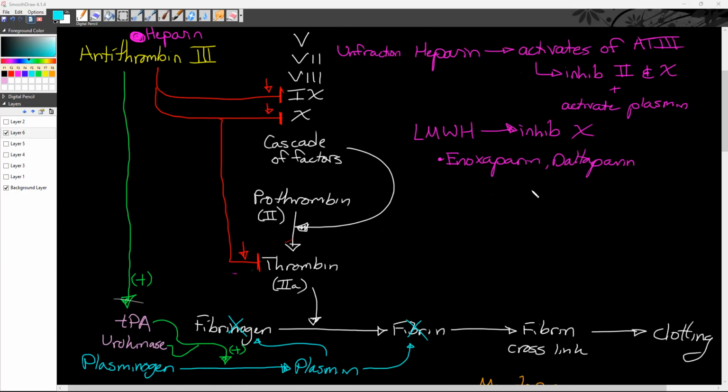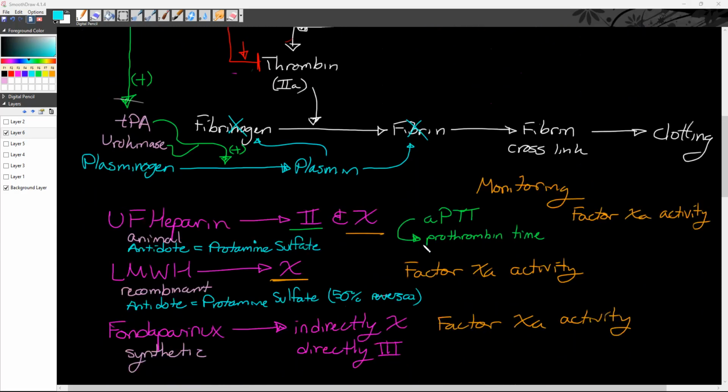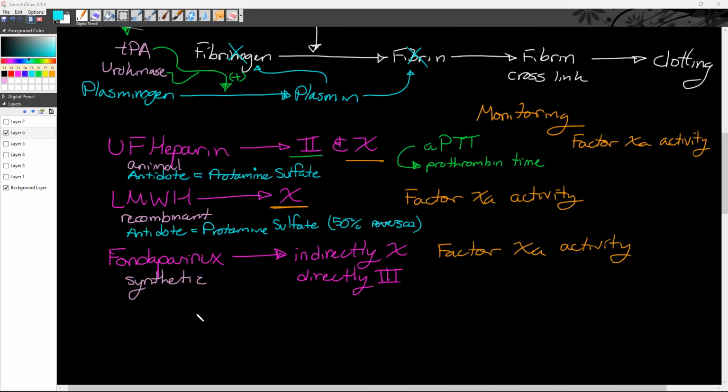As we developed other synthetic versions of heparin, we get things like low molecular weight heparin, which is only working on factor 10. And we have things like fondaparinux, which is a synthetic version of heparin, which is indirectly working on factor 10 as well. So with that in mind, we are going to finish up talking about the rest of the anticoagulants, and then we're going to quickly jump into the thrombolytics, and then we will finish up from there.